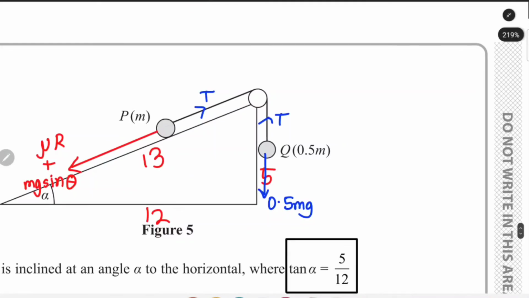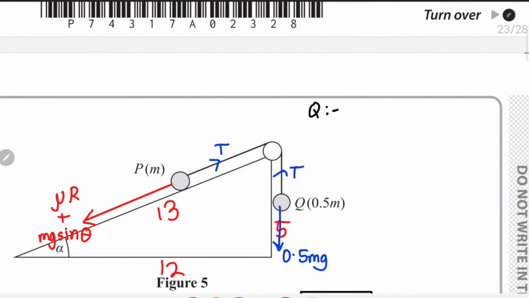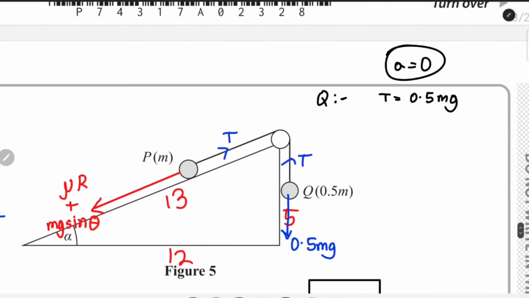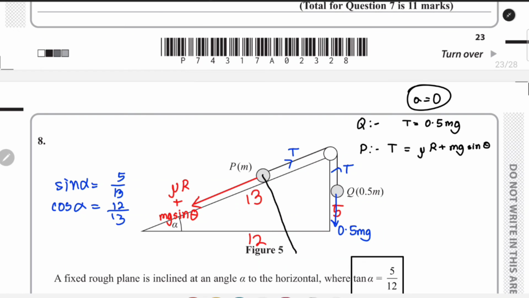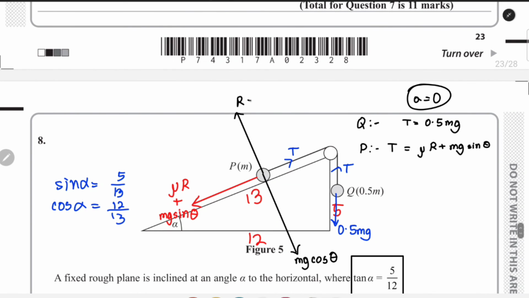So if we write the equation with respect to both particles, for Q, 0.5 mg minus T equals 0, because acceleration equals 0. In this case, because it's in limiting equilibrium, meaning it doesn't move, we'll get 0.5 mg equals T. And for P, the equation will be T equals mu R plus mg sin theta. And furthermore, we can also find R in terms of mg. This is the weight's component perpendicular to the plane, so this is mg cos theta. This will be equal to R, so R equals mg cos theta.